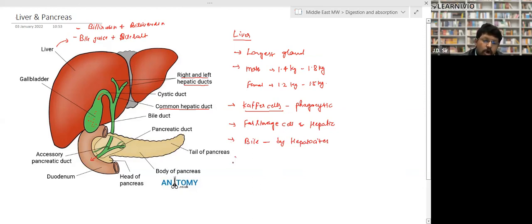Now put the heading gallbladder, and we will start with the gallbladder next class, right? And function of liver and all that. You have to remind me in the next class that we have to start from here.